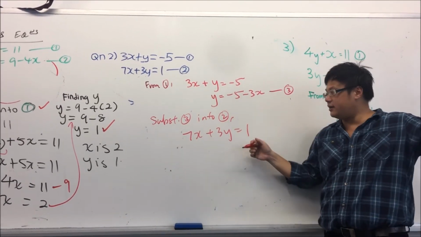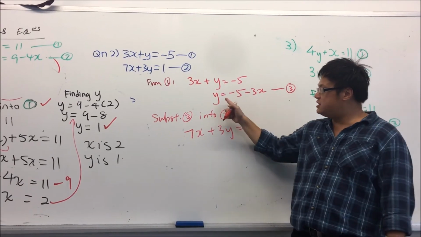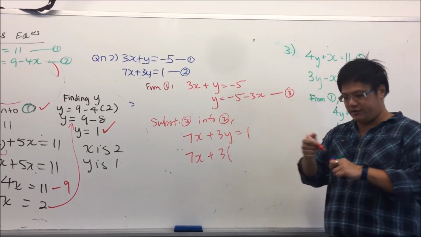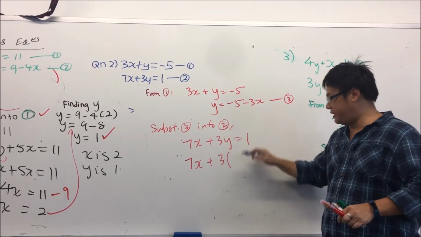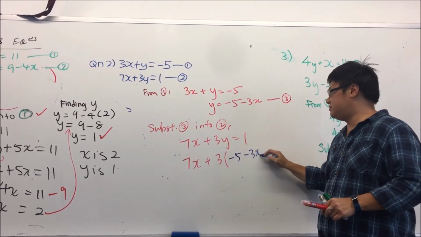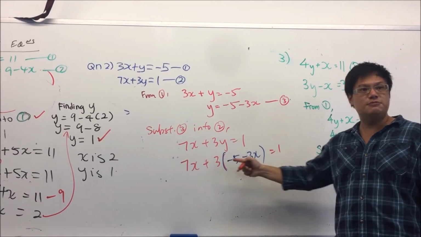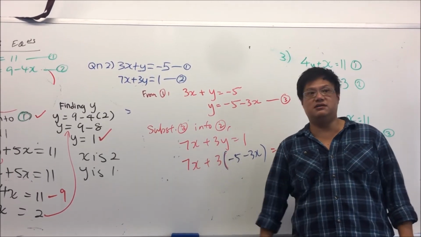Am I correct? 7x plus 3y equals to 1. So instead of writing y, now what do I write? Minus 5 minus 3x. Very good. So I just write this now, equals to 1. Okay, now this part is your algebraic skill already.